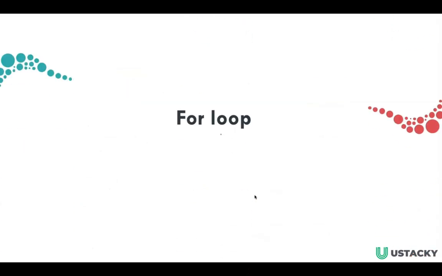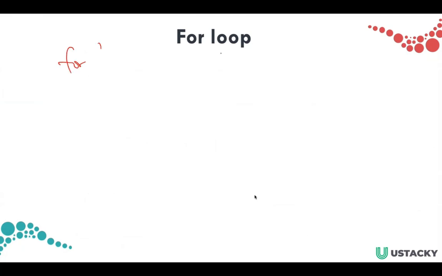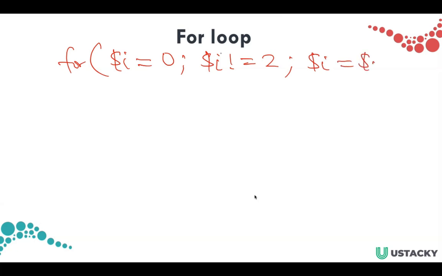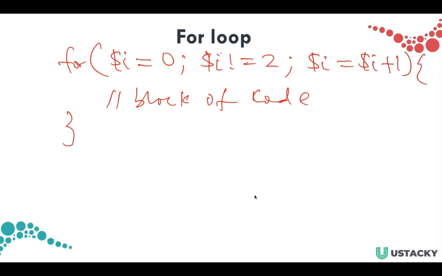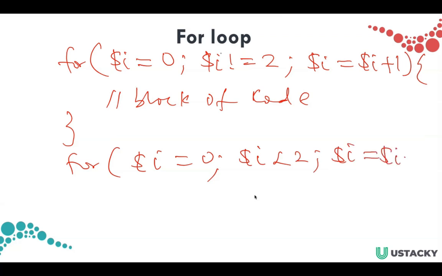So we can write our loop as this. For our starting point is 0, the second component is now $i is not equals to 2, and the last component is $i equals to $i plus 1. And this is the block of code. It can also be written as for $i is 0, $i is less than 2, $i equals $i plus 1. And this is the block of code.